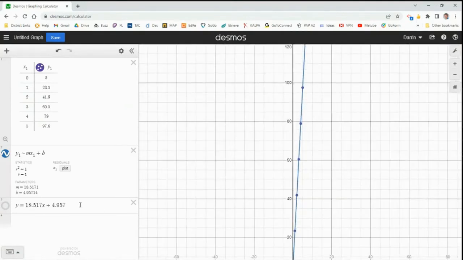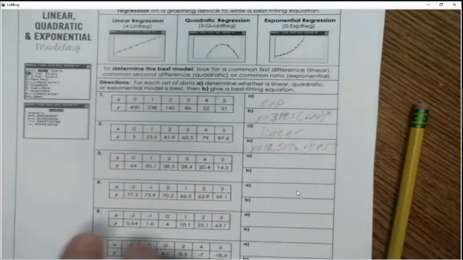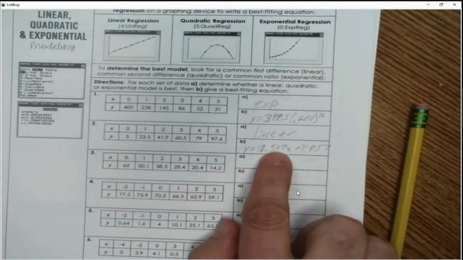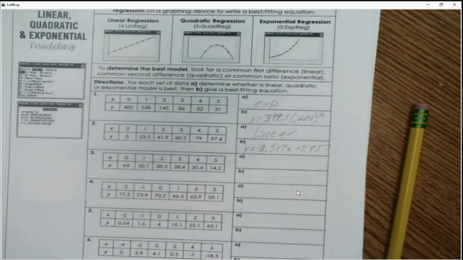So that's our answer. I'm going to write that on our notes. Linear y equals 18.517x plus 4.957. All right. Fabulous. So we would never get these by ourselves without Desmos' help, because getting those fractions would be very, very difficult to calculate by hand. It can be calculated by hand, but we're not going to go into that. We're just going to do it electronically and say we'll be happy with that.